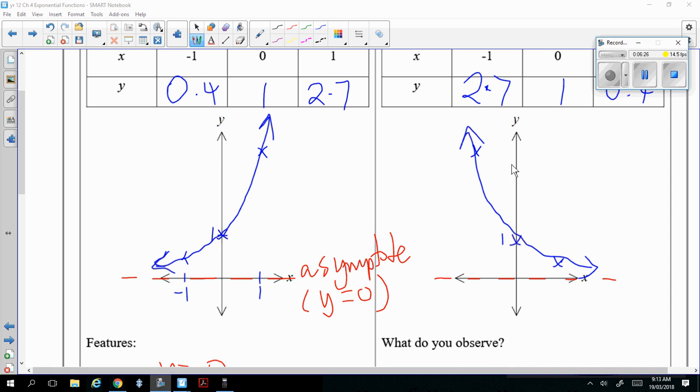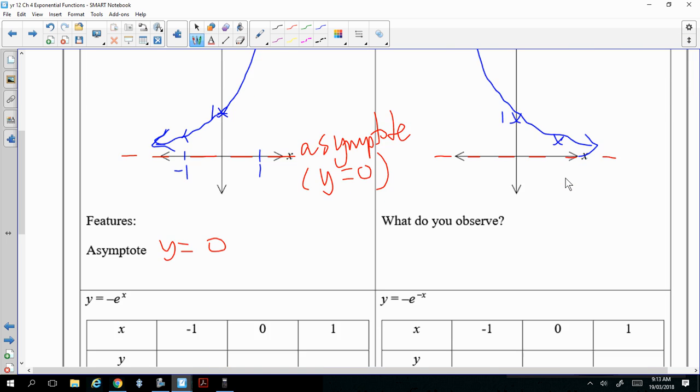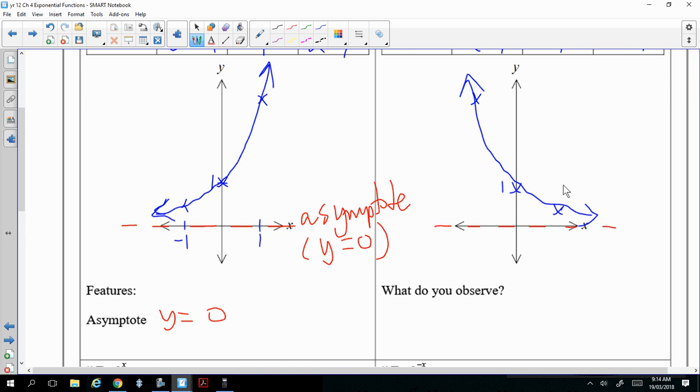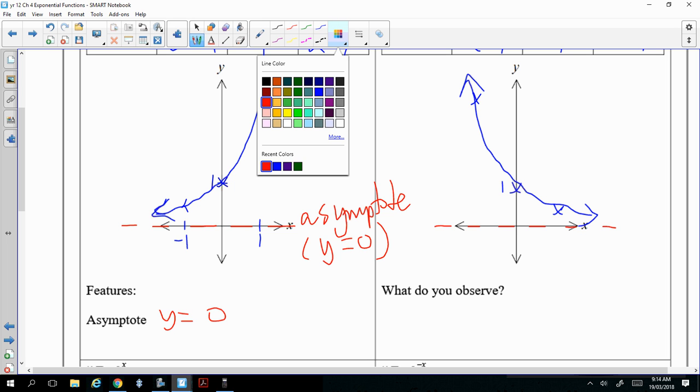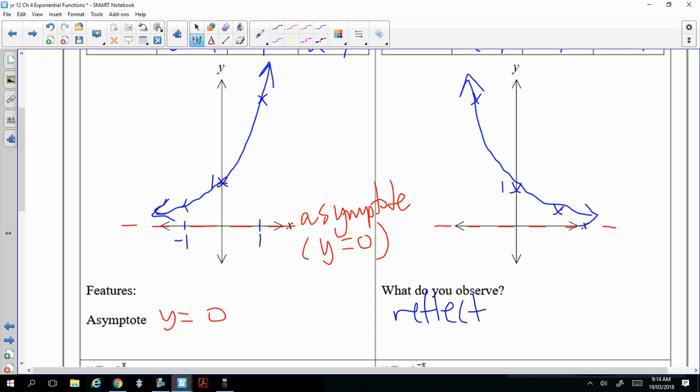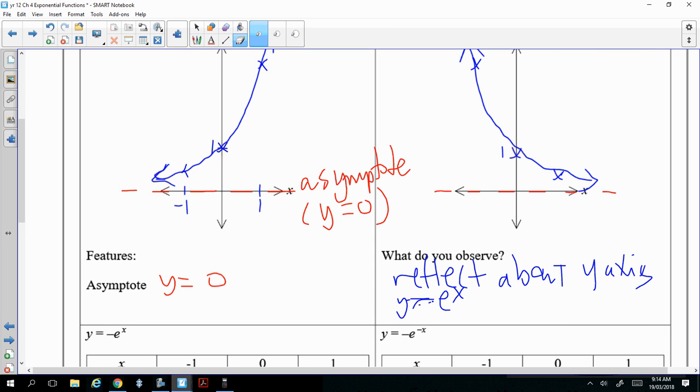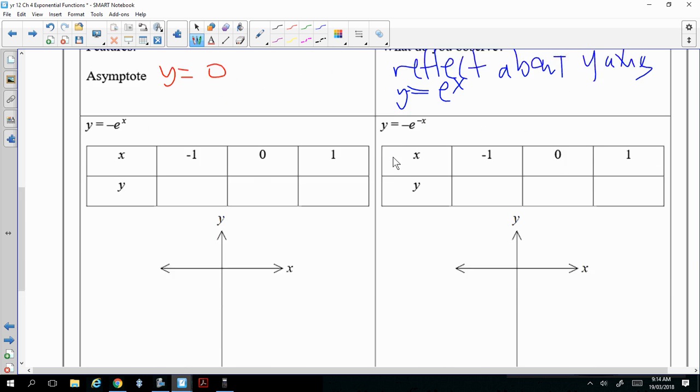Alright, let's finish the rest. And what do you fill out? What do you observe? If I say reflect about x-axis, about y-axis, I'll reflect y equal to e to the power x about the y-axis. Okay, good.